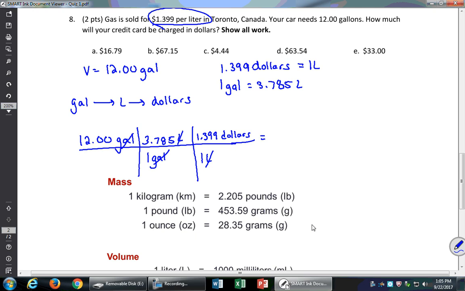One 2.00, that's 4 significant figures. Of course, my dollars is in 4 significant figures as well. So I'm going to report this in 4 significant figures. So it's $63.53. Oops, $54.